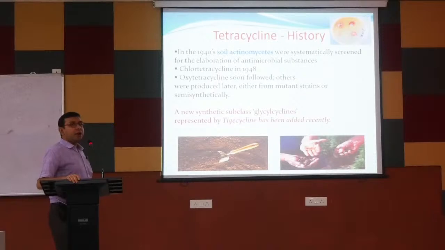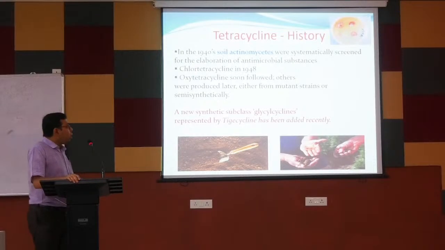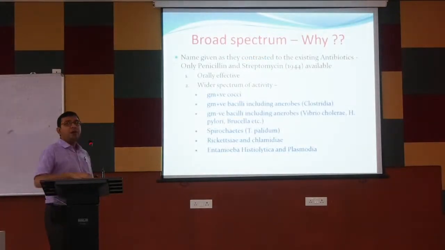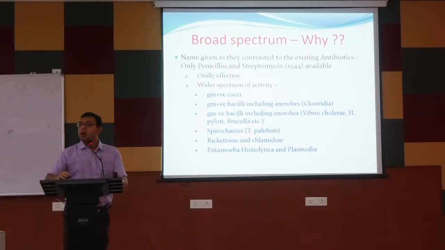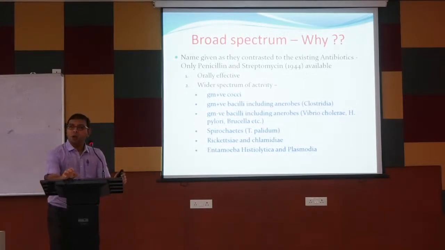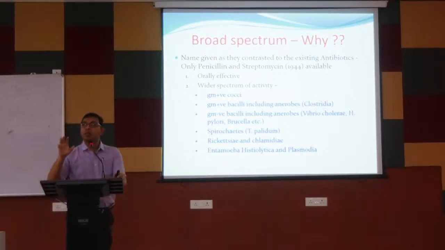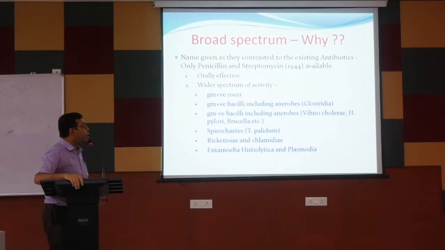So chlortetracycline is the first one, which was discovered in 1948. After that, oxytetracycline came. A new synthetic subclass, the glycylcyclines, has also been developed, of which tigecycline is an agent. So why are these agents called broad spectrum? This is very important for your exam also. Why are tetracycline and chloramphenicol known as broad spectrum antibacterial agents?